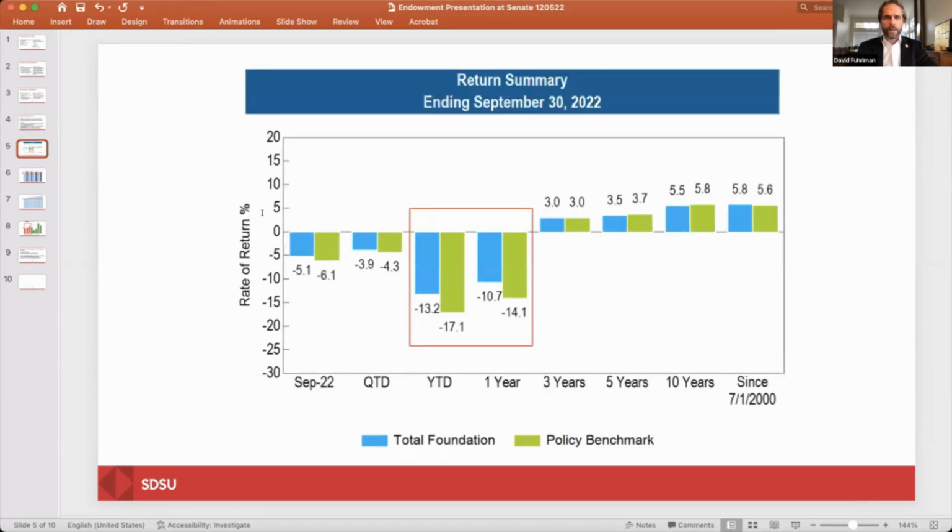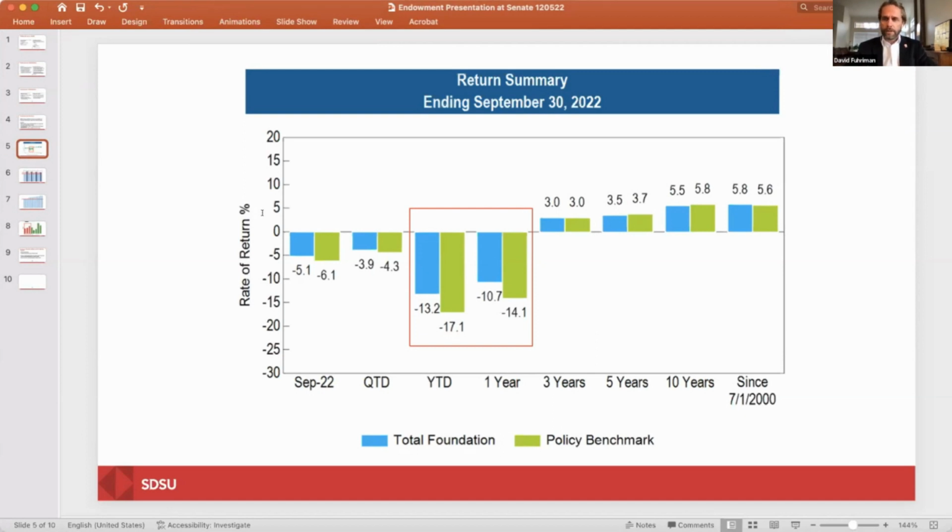I want to share a little bit about the return summary. Of course, you're probably mostly aware that there have been some rough macroeconomic conditions in the past few months. Here's our latest quarter report. You can see in blue our foundation reports through September, the quarter to date. I want to highlight our year to date and 1-year numbers. This is not in absolute terms. This is not good, especially for new endowments, having a 13.2% decline, and a 10.7% decline over the year.